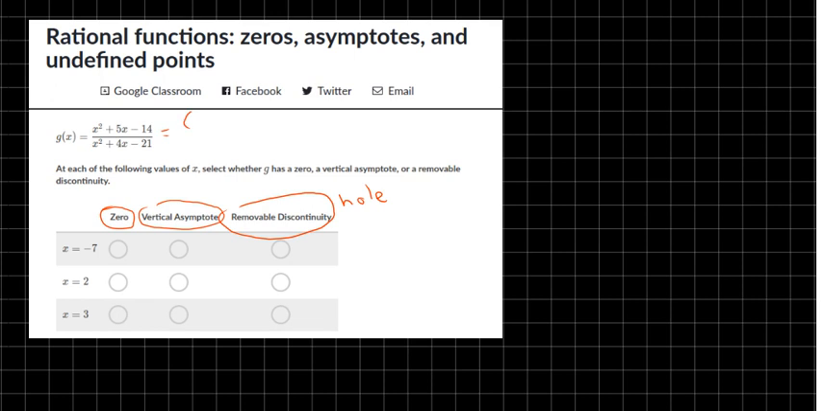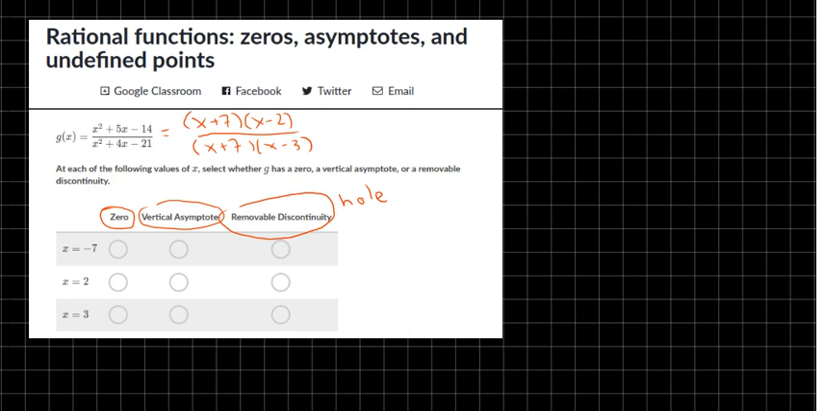So I'm going to look for two numbers that multiply to negative 14 and add to 5. So I've got x plus 7 times x minus 2, and then let's factor the bottom. I see 3 and 7 there, so I'm going to get x plus 7 and x minus 3. Check that I did that right.